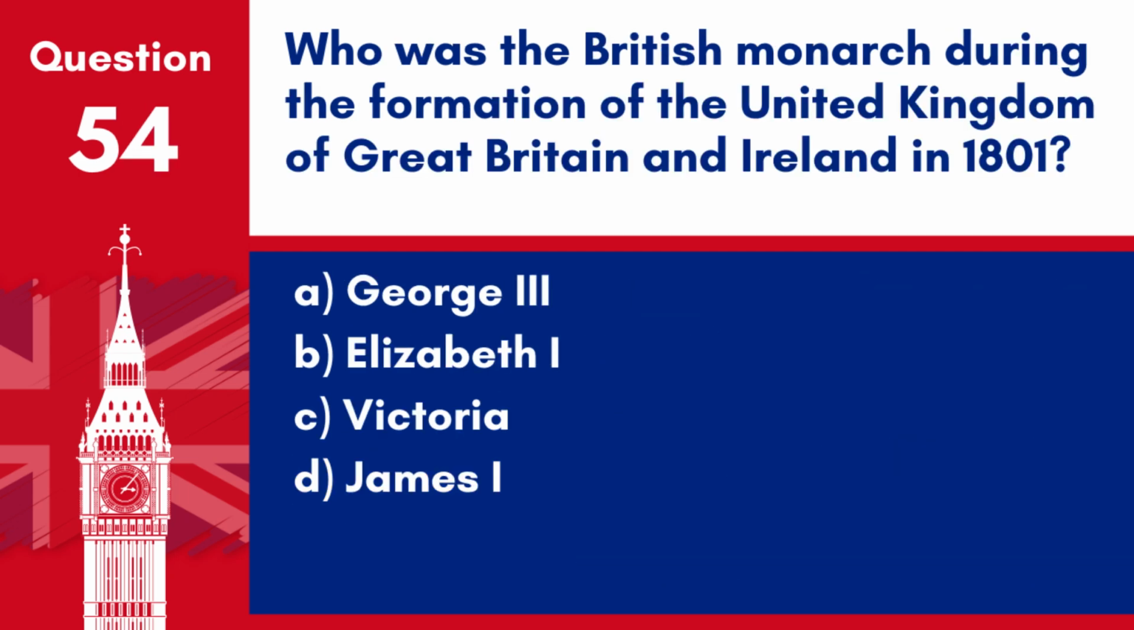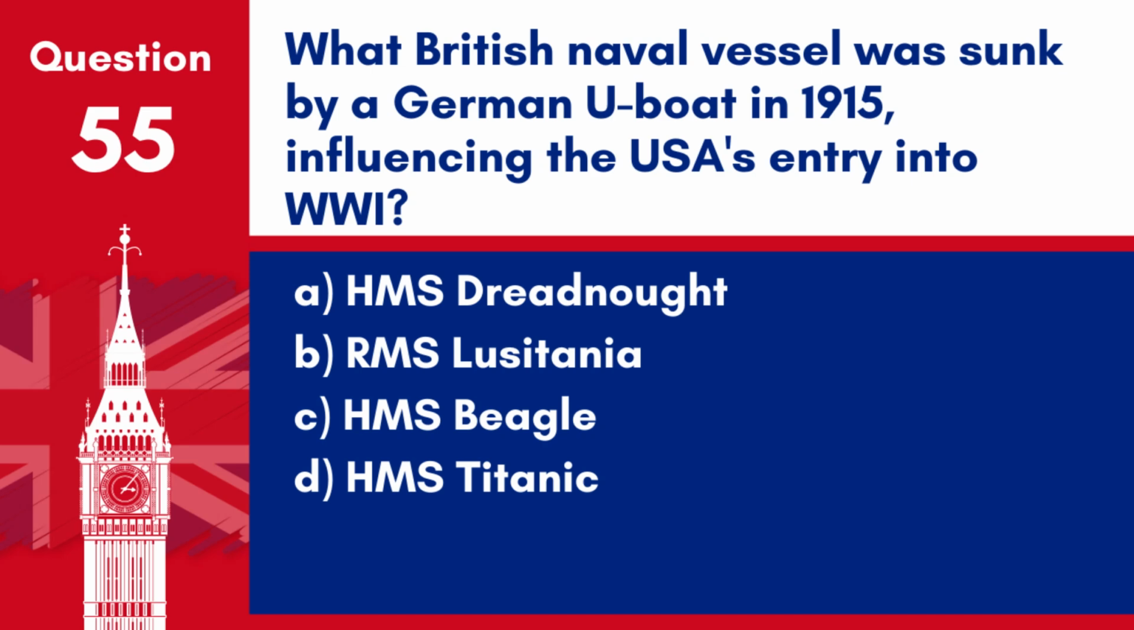Question 54. Who was the British monarch during the formation of the United Kingdom of Great Britain and Ireland in 1801? A. George III. B. Elizabeth I. C. Victoria. D. James I. Answer: A. George III. George III was the British monarch when the United Kingdom of Great Britain and Ireland was formed in 1801 following the Acts of Union.